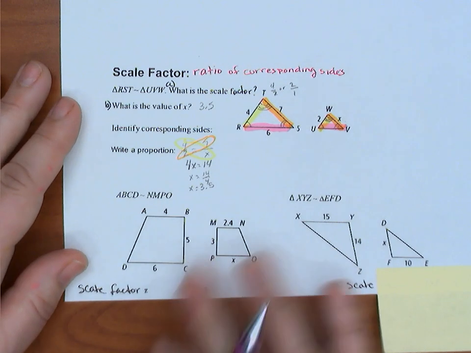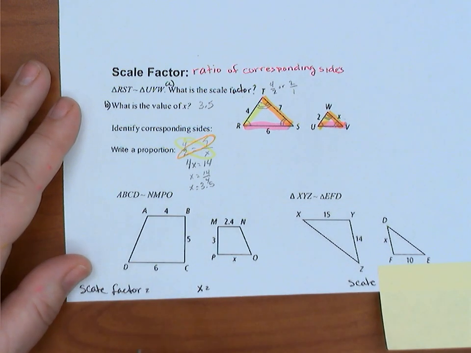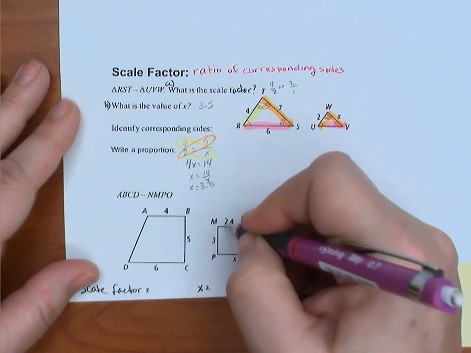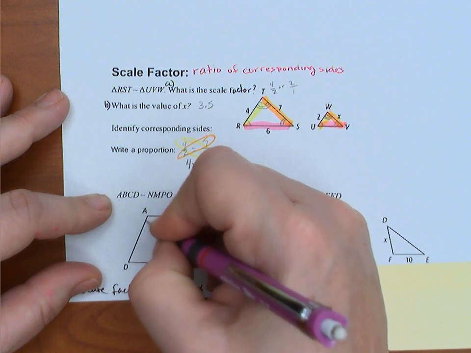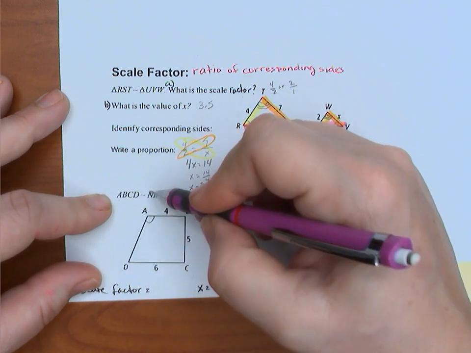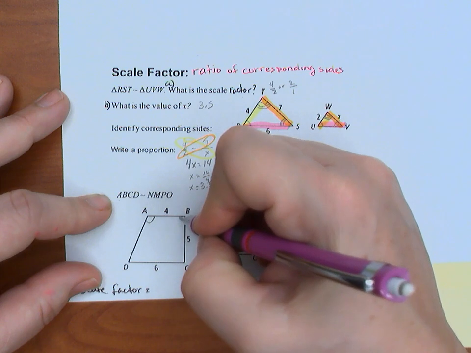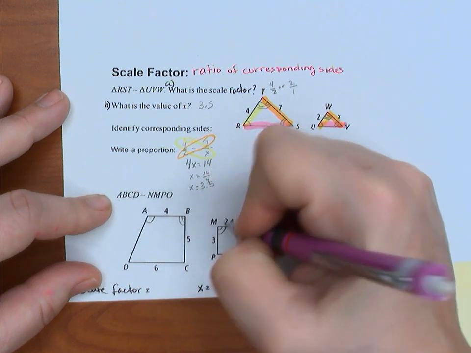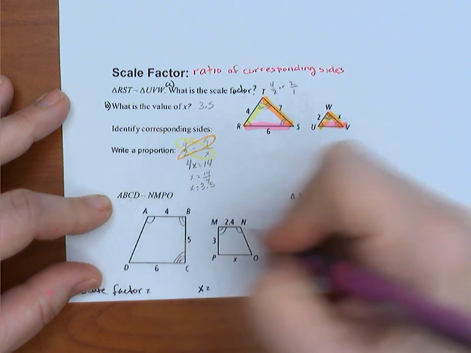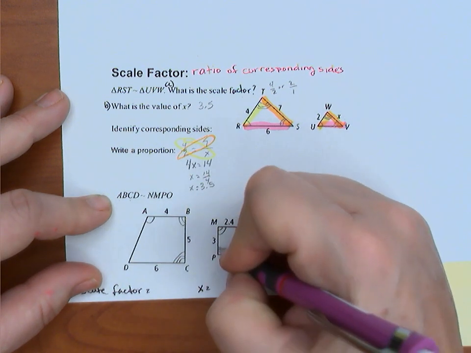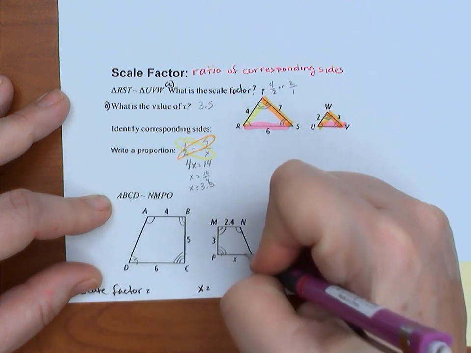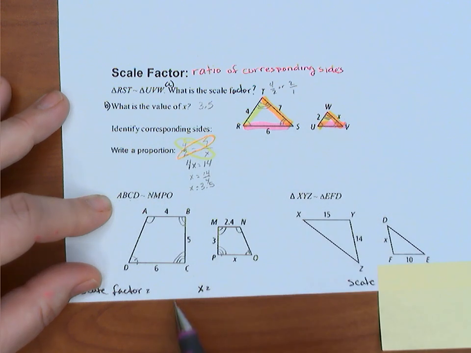So here's my problem. I need to identify all of the corresponding pieces. So A corresponds to N. So A and N are congruent. B and M are congruent. And C and P are congruent. And then D and O are congruent. I know that from my similarity statement.